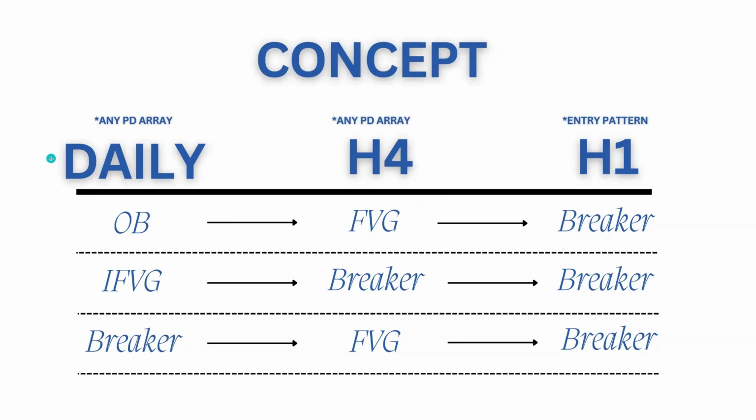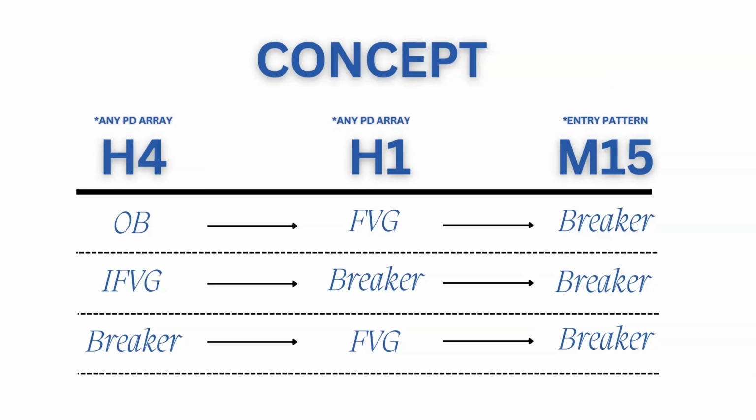So I'm looking for the daily to have a higher time frame PD array. I'm looking for the 4-hour to have a higher time frame PD array, and then the 1-hour, I'm looking for my specific entry model. This is if you're looking on a daily to a 1-hour entry pattern. It's the same thing for the 4-hour down to the 15-minute.